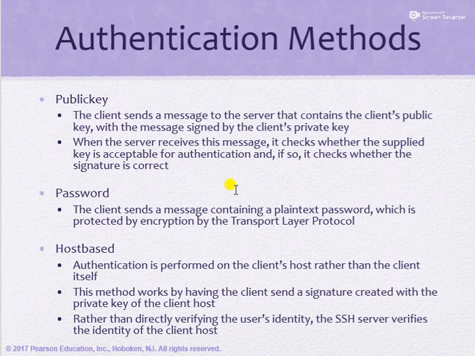So now we are going to discuss the authentication method from the server, like how the server authenticates the client. The server authenticates the client by using one of these three methods. First is the public key method. If the public key method is being used, then it depends on the public key algorithm that is chosen for authentication purposes. But in general, we can say that the client sends a message to the server which consists of the client public key, and this message is signed by the client private key. So when the server receives this message, it verifies the signature. If the signature is correct, then the client is authenticated.